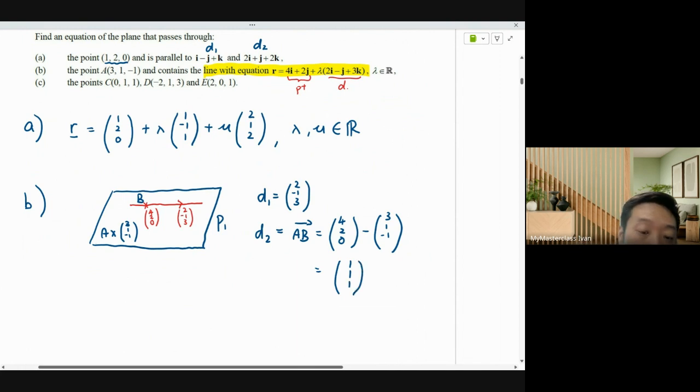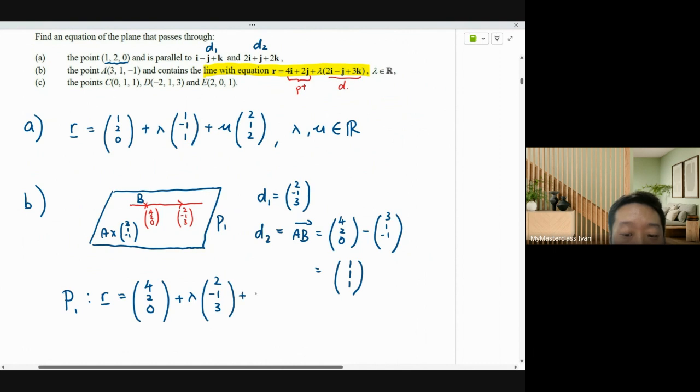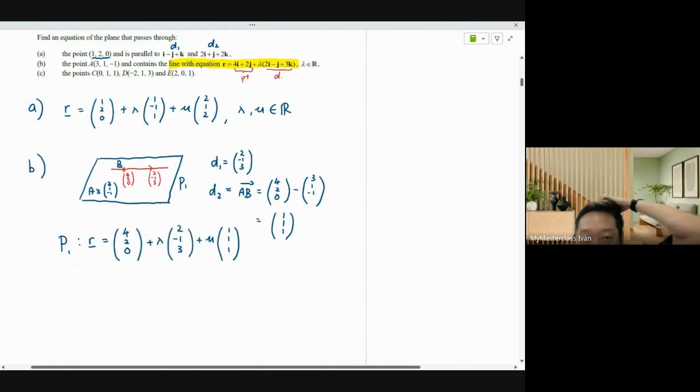So the equation for P1 always starts with r equals, now take a point. Either of the two points can, (4, 2, 0) can, (3, 1, -1) also can. So I take (4, 2, 0) plus lambda, first direction (2, -1, 3), plus mu, another direction (1, 1, 1). Again, it's a point as well as two directions, if it includes the line.